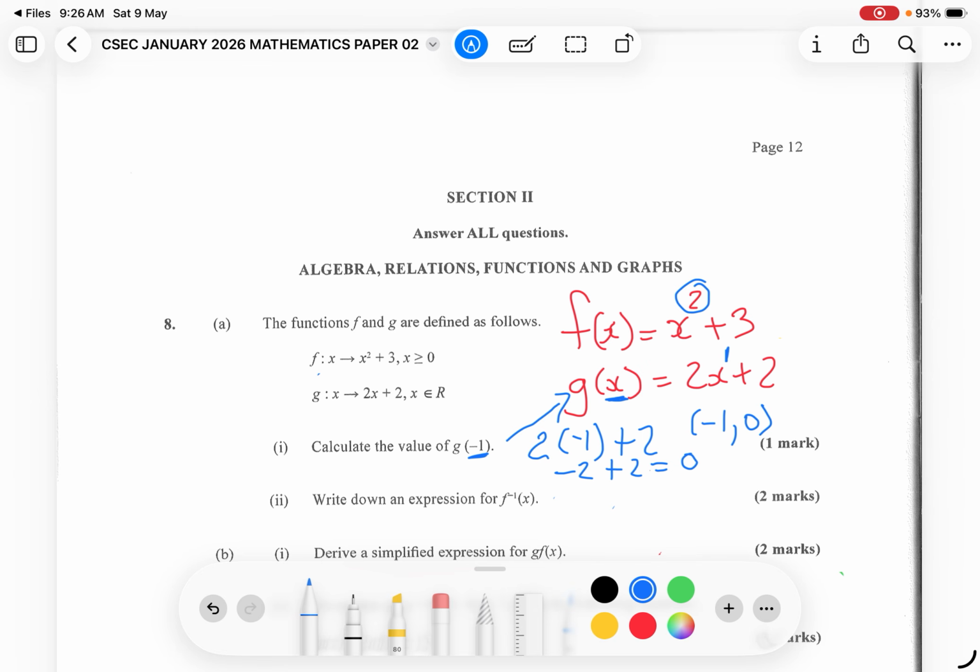Awesome. Let's continue. It says write an expression for g inverse of x. Write an expression for f inverse of x. So for my f function, let's come over here. The f function, focus, f. So the f function, which y would have been equal to x squared plus 3.